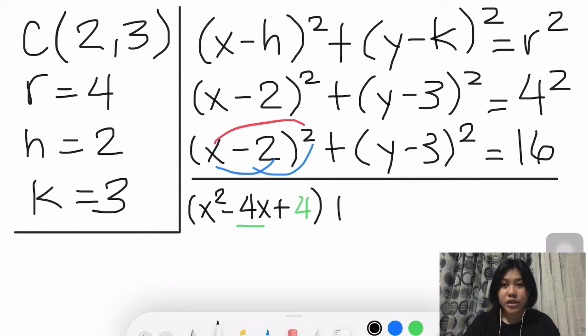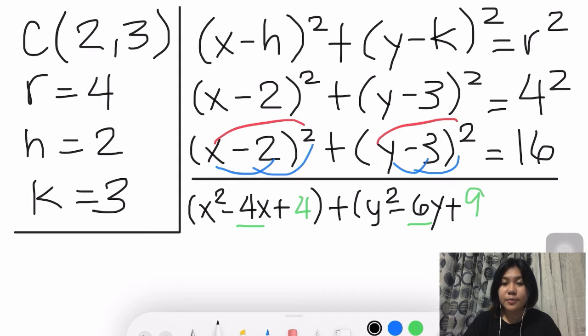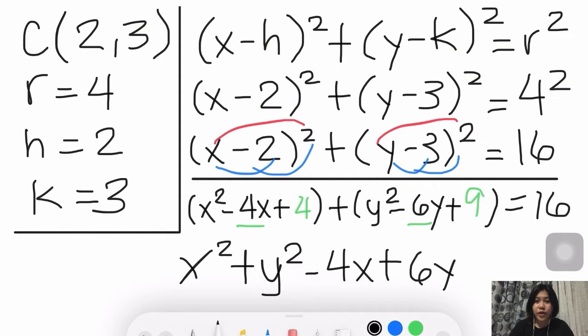Plus quantity y squared. Y squared came from y times its square. Copy the sign. Now we have this 6y. The 6y came from y times 3, which is 3y, times 2, which is 6y. To get that number 9, we need to divide by 2 and multiply it by itself. Now we got that 9. Quantity is equal to 16. So now the next one, we need to move everything to the left hand side. Now we have x squared plus y squared minus 4x minus 6y minus 3 is equal to 0.